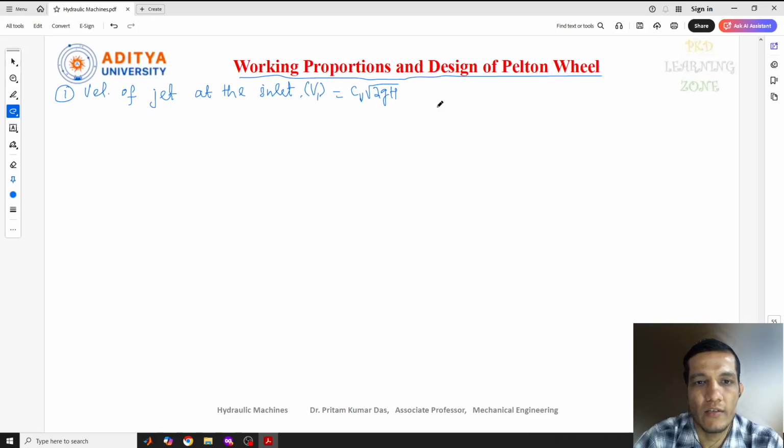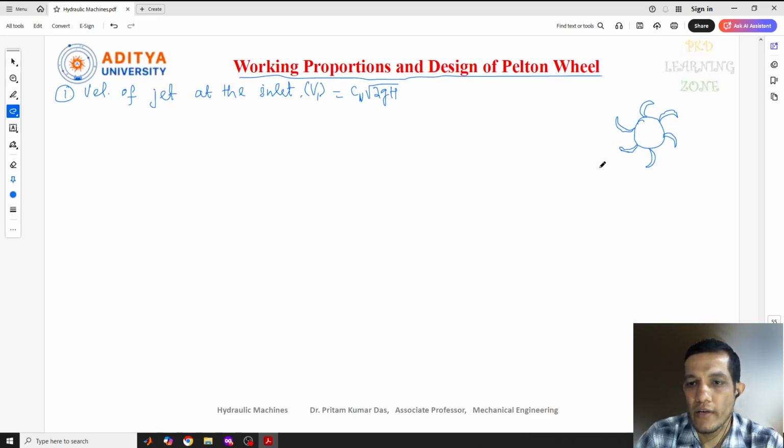To understand this concept, this formula was derived from the conservation of energy principle. Here we have the runner, and on this runner a number of blades are fixed. You can see these blades, which are mounted on the runner.